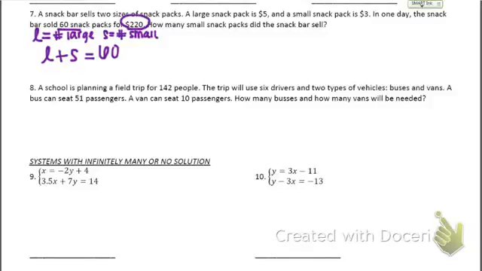So then we need to make an equation for the cost. How much did we make off of large packs? No, not 220. That was total. How much did we make just off the large ones? $5 each. So 5L plus how much did we make off of a small one? 3S. And how much money total was that? 220. Make sense? Okay, you should be able to solve the rest.